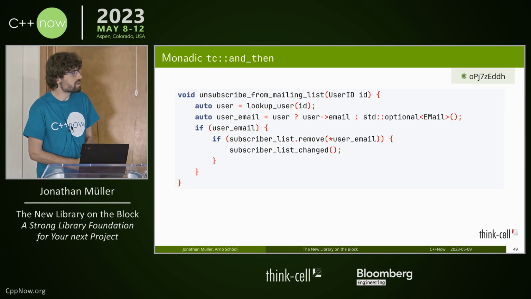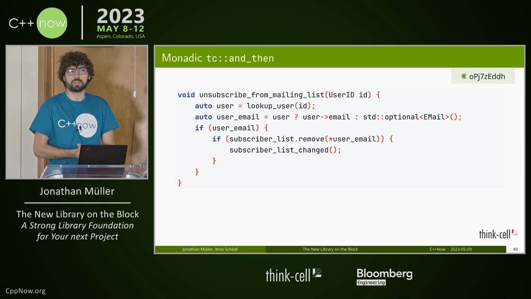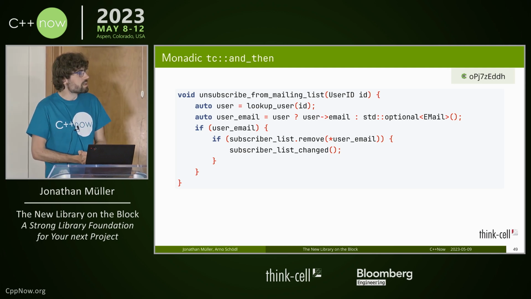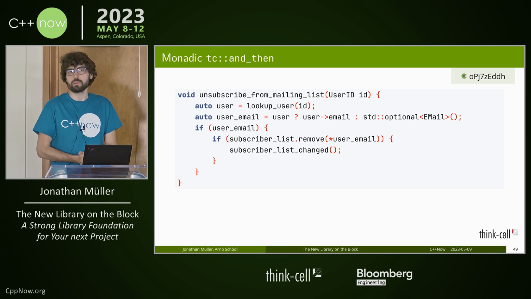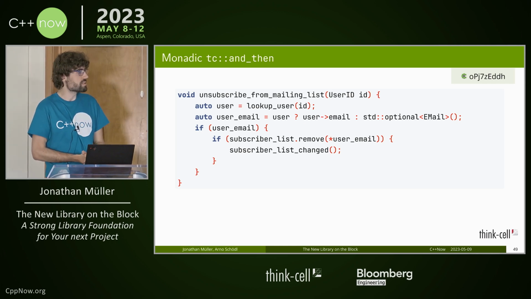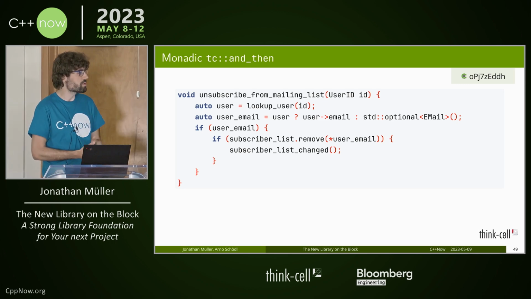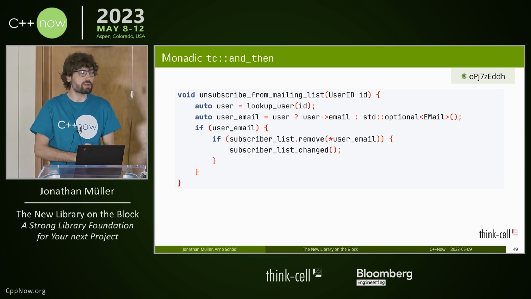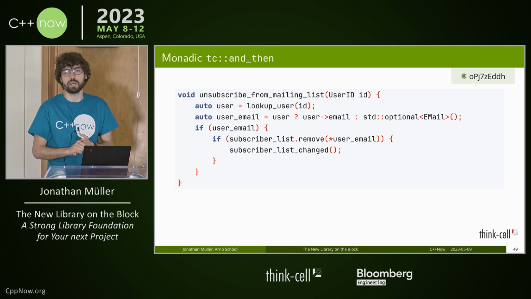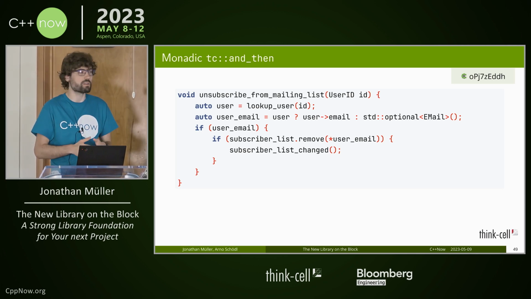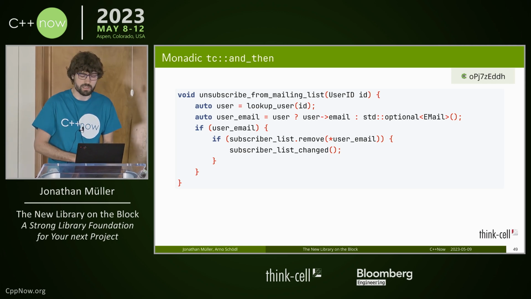To look at an example, consider this code, which wants to unsubscribe a user from the mailing list. So we get the user ID, we first need to look up the user. The user might not exist, so we have to branch to get the email as an optional email. If we got one, we want to remove it from the subscriber list. And if the user was actually subscribed, then we want to update some changes and notify that the subscriber list has been changed or cancel any pending emails and so on.